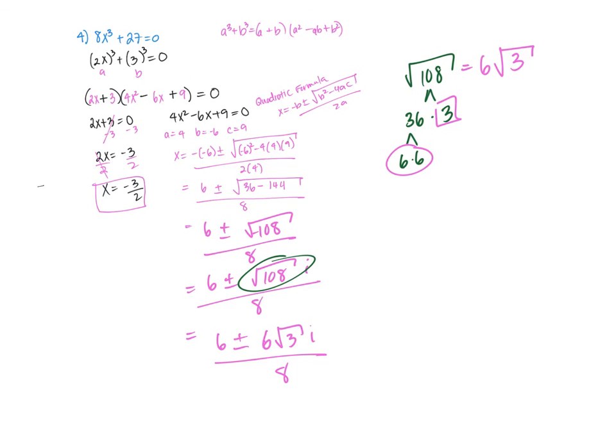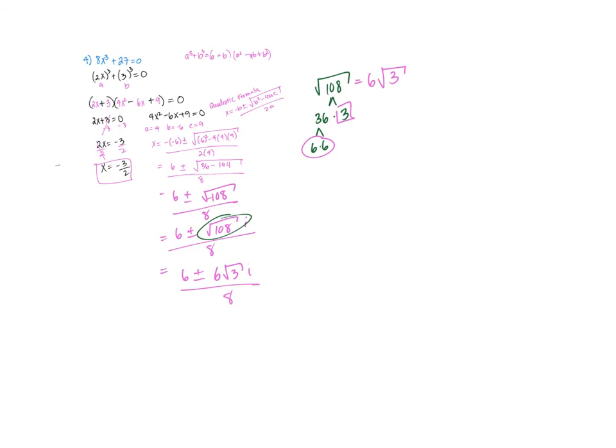And what I notice is that basically this 6 and 8 can all be divisible by 2. So if I divide that by 2, that makes a 3. So that should be a 3. My bad. If I divide the 8 by 2, I get a 4. So I can really write this as 3 plus and minus 3 square root of 3i over 4. And that is what x equals.